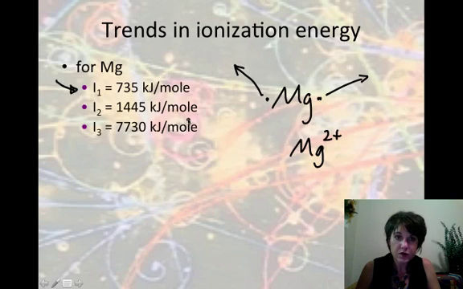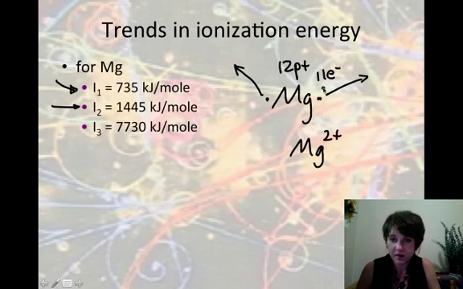So what you'll see over here is that the energy to remove the first electron, I1, is 735 kilojoules per mole, which is much lower than removing the second electron, 1,445 kilojoules per mole. That's because after the first electron is gone, then we have 12 protons that are pulling on now only 11 electrons, right? So it can pull them in tighter, the radius decreases, and so it's going to have more electrical force.